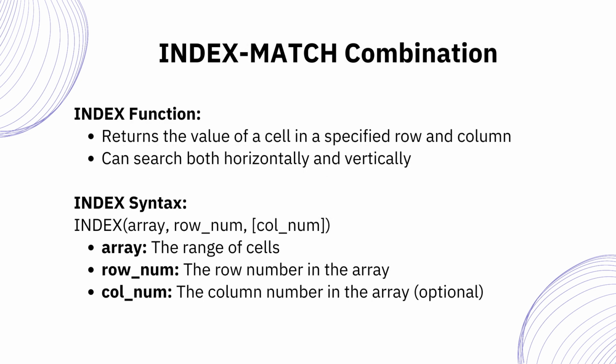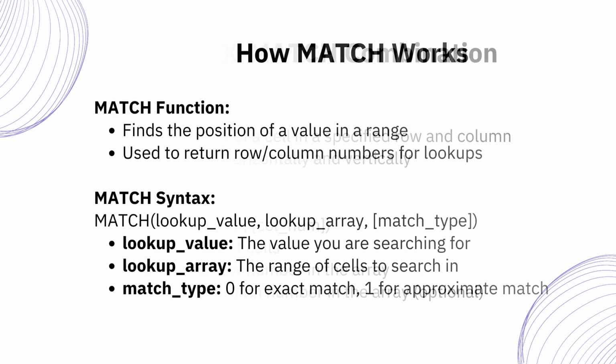INDEX is a more flexible function that returns the value of a cell based on its row and column numbers within a range. Unlike VLOOKUP, it can search both horizontally and vertically. MATCH is used to find the position of a value in a range. It returns the row or column number where the lookup value is found.